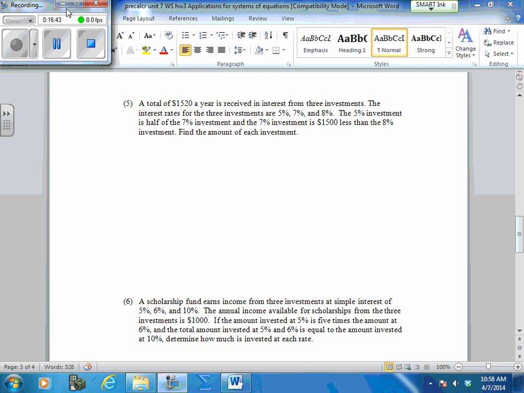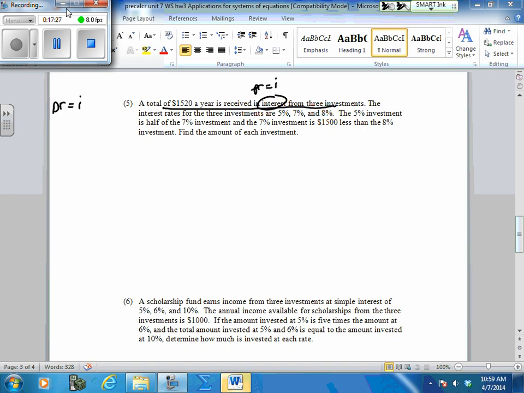We're going to have a word problem very similar to this. So, remember your interest. Principal times rate is interest. This is your simple interest. If you invest $100 at 5%, what you earn off of that is $5, not your $100. You earn $5 interest. And simple interest usually is compounded in a year, so we're just going to take it as that. The total of $15.20 a year is received in interest. This is my principal times rate equals I. There's my interest, from 3 investments.